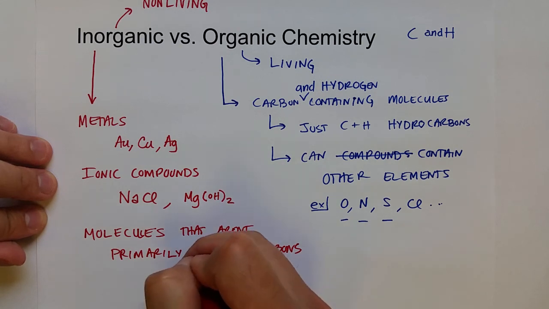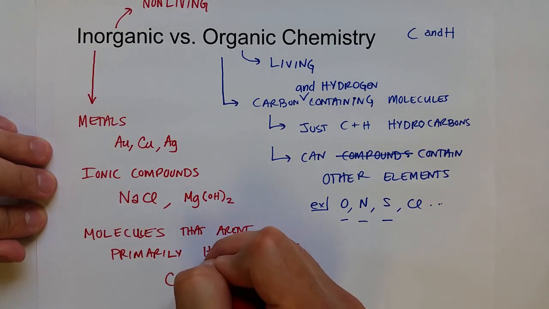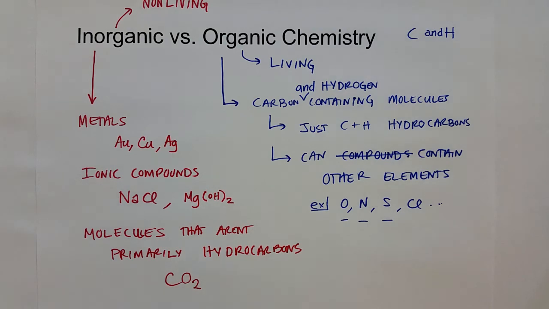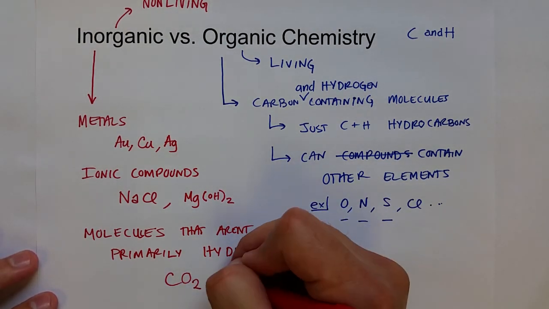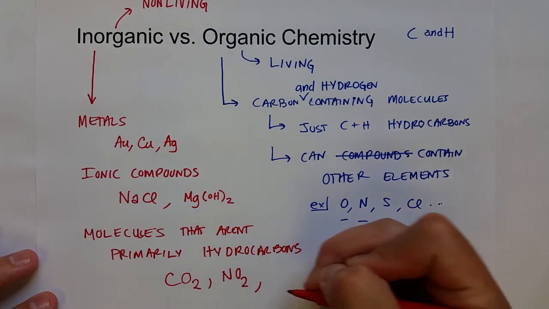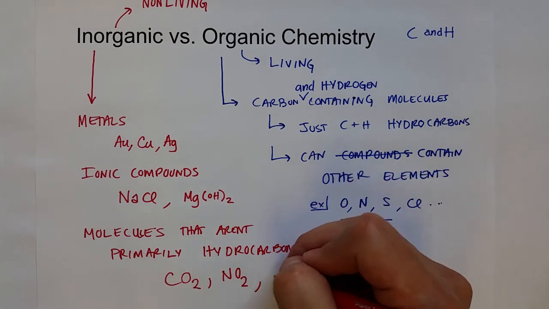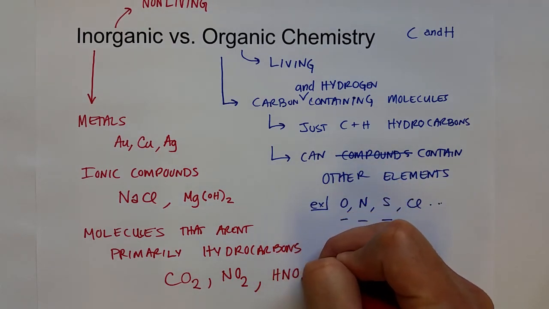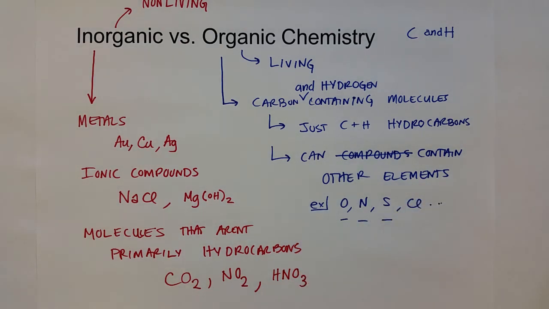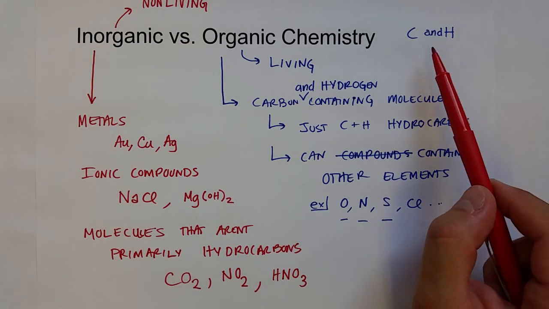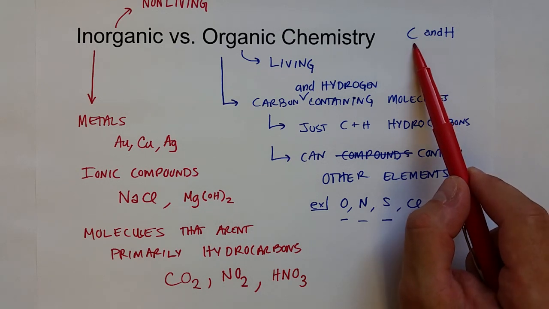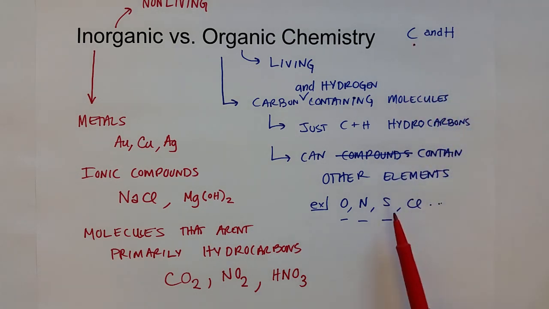One good example would be one that even does have carbon, but is CO2, carbon dioxide, largely considered an inorganic compound because it doesn't have hydrogen. NO2 would be another example. How about HNO3, an acid? So really, the key to organic compounds is it's mainly the chemistry of carbon and how it reacts with hydrogen, and then a few other elements.